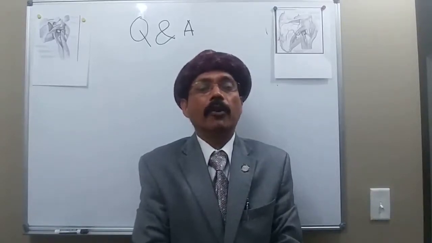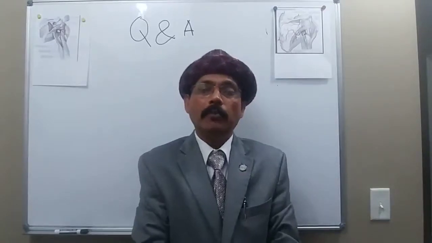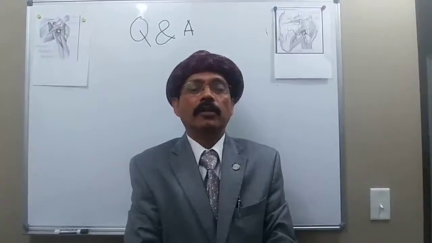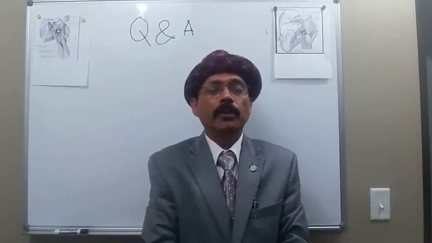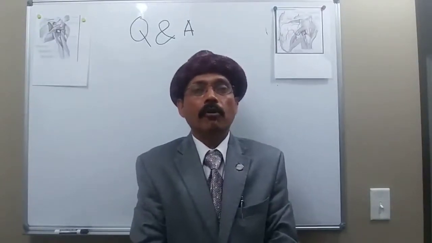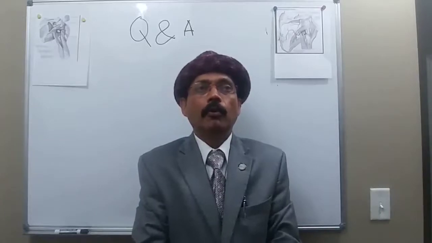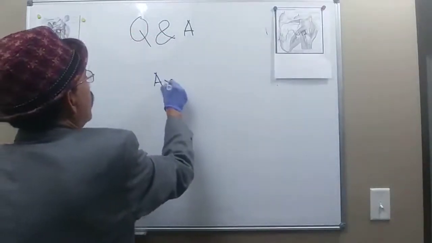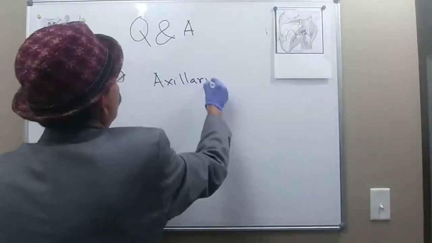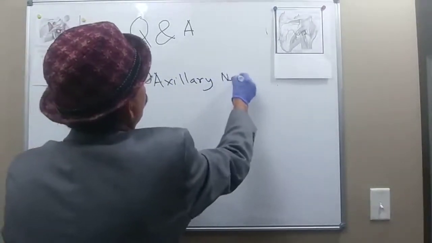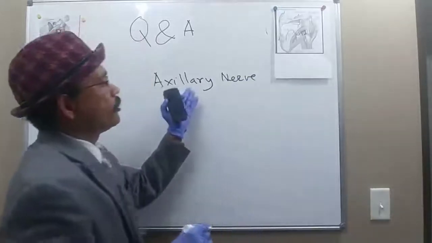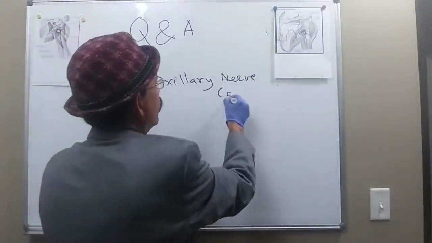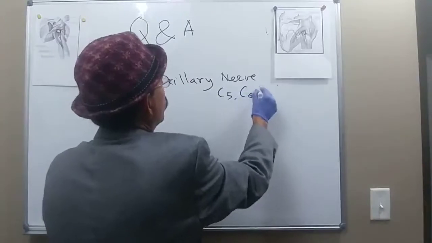Axillary nerve is coming from which plexus? From brachial plexus. From which cord of brachial plexus? The axillary nerve comes out of the posterior cord of brachial plexus. What is the root value of the axillary nerve? It is coming from the posterior cord of brachial plexus. Root value is C5, C6.